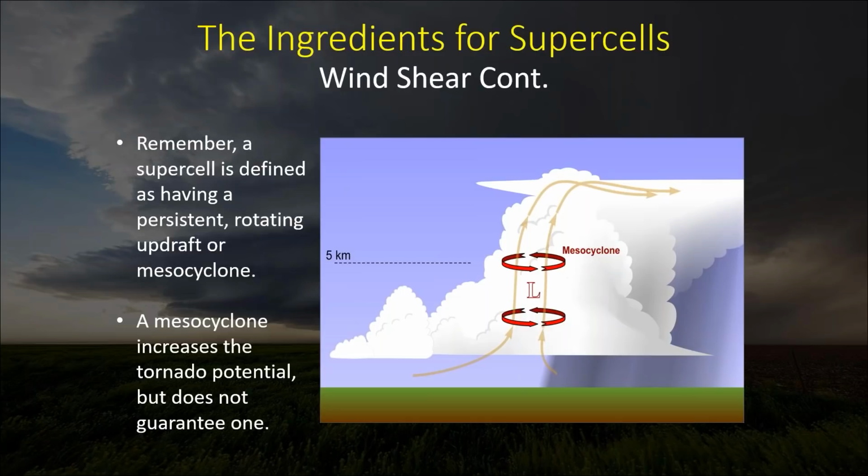So kind of summing it up, remember a supercell is defined as having a persistent rotating updraft, or mesocyclone, and that rotating updraft can help increase your tornado potential, but does not guarantee one. So going back to what I talked about before, if you have the wind shear in the mid levels of the atmosphere, that might be favorable for a supercell. But if you don't have any wind shear down low, it's going to be really hard to sustain that rotation that's going on in the supercell down towards the surface and create any type of tornado. So you kind of need both if you're looking for tornadoes.